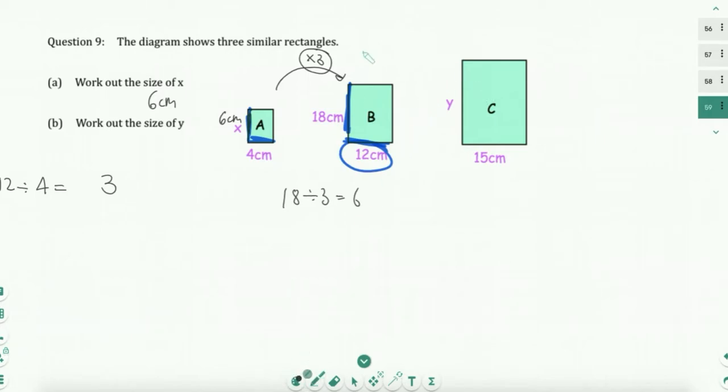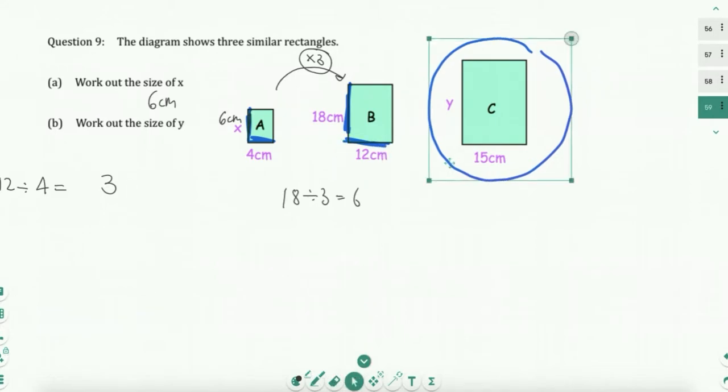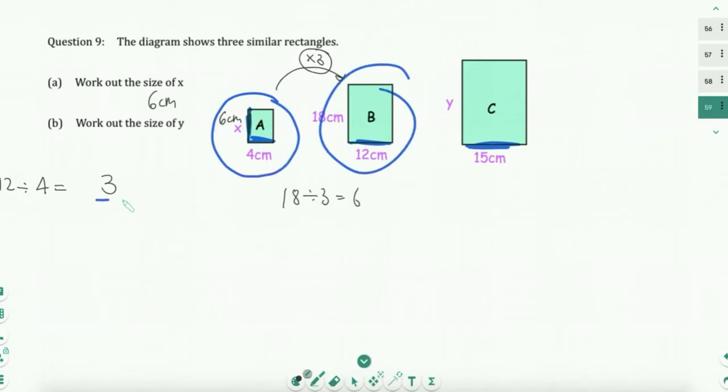Now we have to use rectangle C. We can either use rectangle B to help us find the scale factor, or rectangle A. Why don't we use rectangle B? I know these two sides, 12 and 15. So let's find a scale factor between rectangle B and C. What you can't assume is that, since the scale factor between A and B is 3, the scale factor between B and C is also 3. You have to find out a new scale factor.